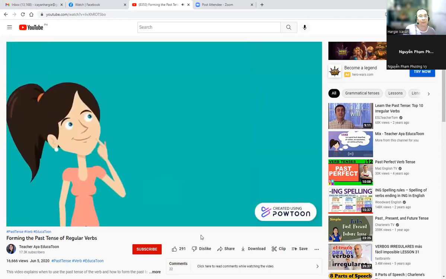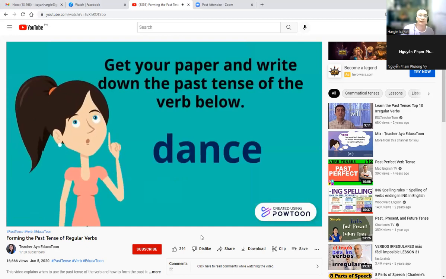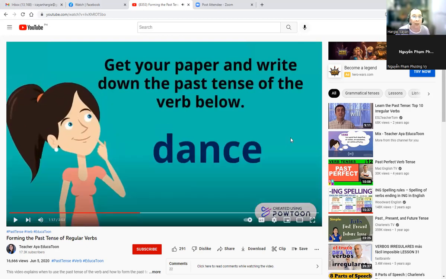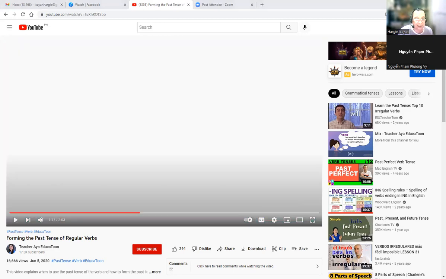Get your paper and write down the past tense of the verb below. What is the past tense of the verb dance?